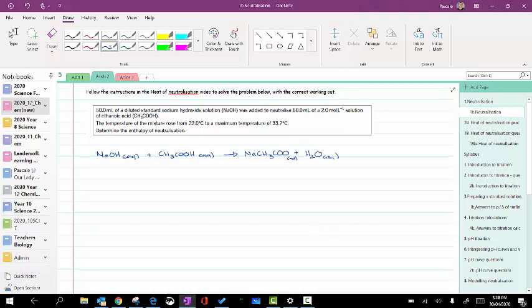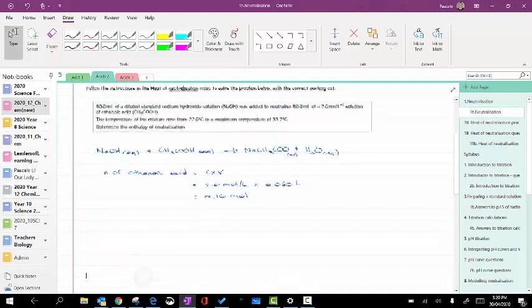Okay, first step is to work out the number of moles of the limiting reagent, which in this case is ethanoic acid. I'm going to use the equation n = c × V. The concentration is 2 moles per litre. The volume is 50 millilitres, which is the same as 0.05 litres. And when I multiply these two numbers, I end up with 0.1 moles of ethanoic acid. Okay, the next step is to work out Q.